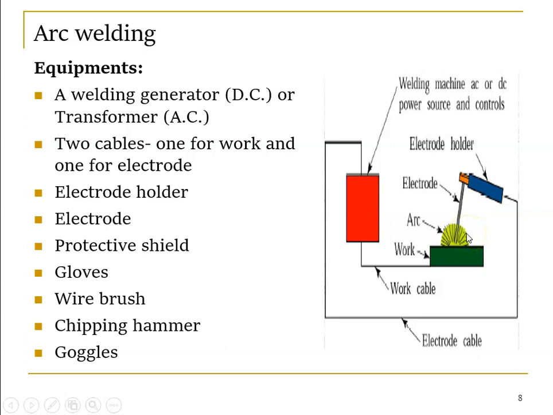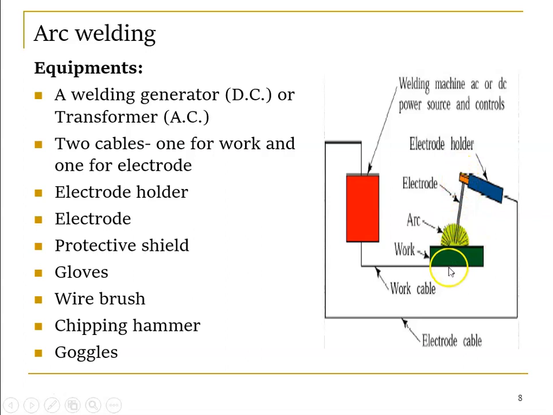Alright, so for safety purposes, we need a protective shield, gloves, wire brush, chipping hammer, goggles, etc. These are the main equipment. We have a source, which may be an AC source or a DC source, and we have two cables. One is the electrode cable, another is the work cable. The electrode cable is connected to the electrode holder. The work cable is connected to the work holding devices. A work holding device is used to hold the workpiece. An electrode holder is a device which is used to hold the electrode. So if you switch on the machine, the electricity will flow.